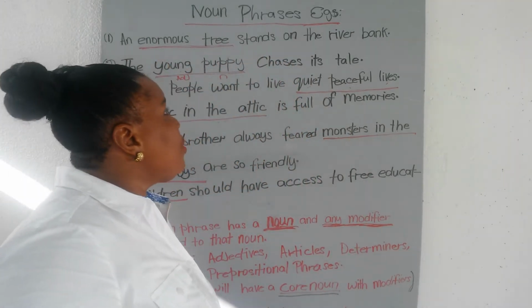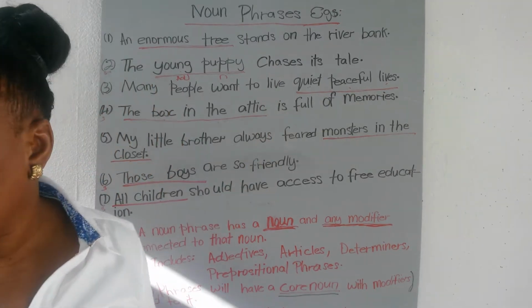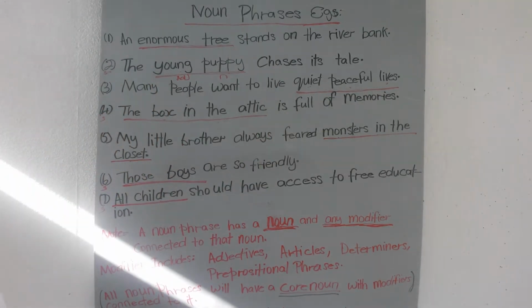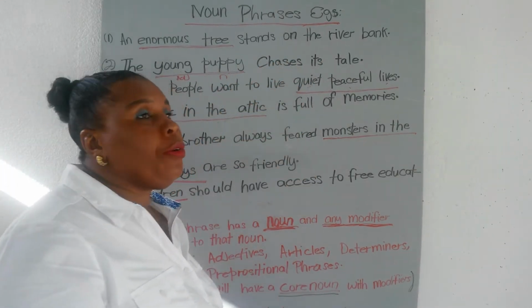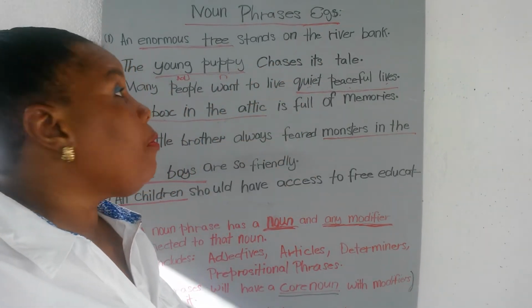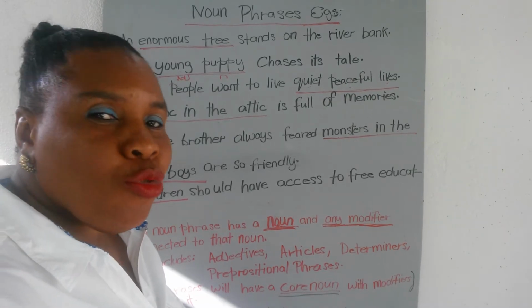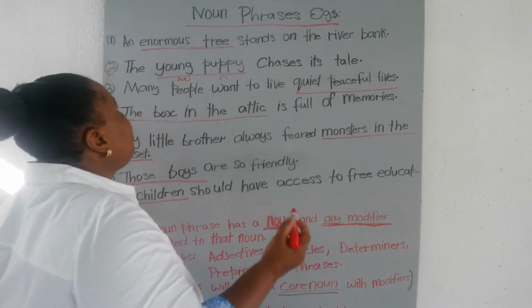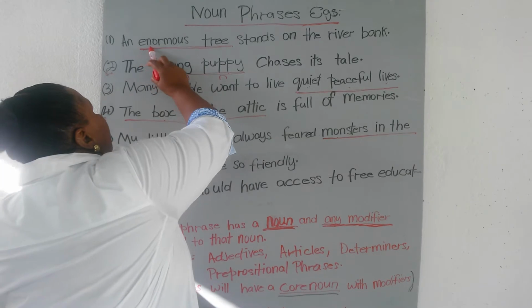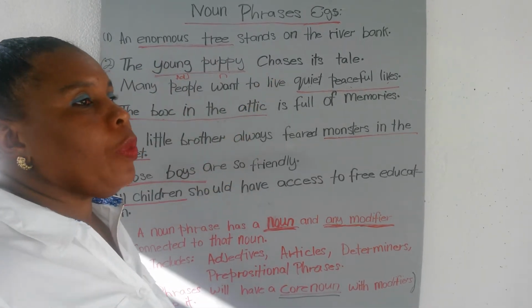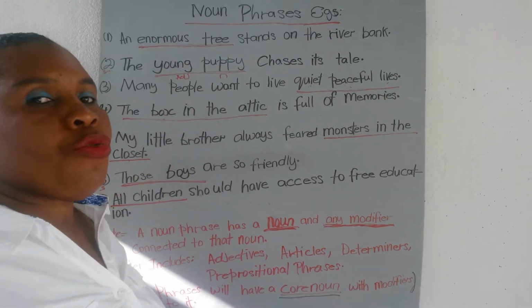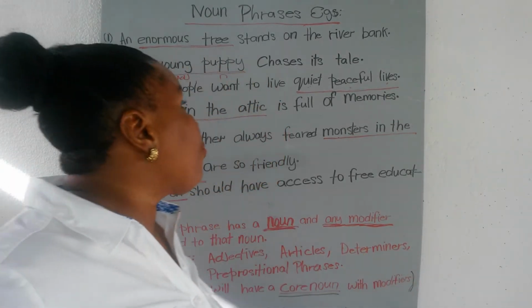An enormous tree stands on the riverbank. So the word enormous plus the verb plus the noun tree gives you the noun phrase. Enormous plus tree stands on the riverbank. So enormous plus tree gives you the noun phrase.